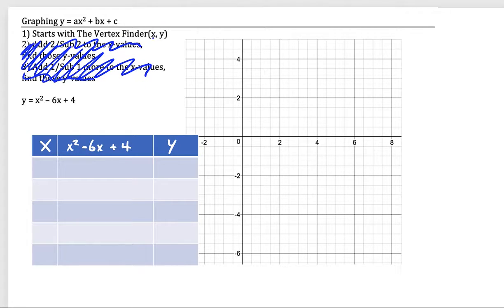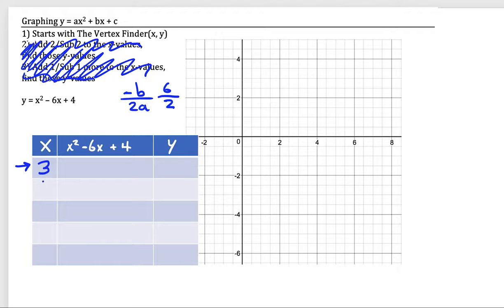So let's still start with the vertex finder, but let's go ahead and put it right here in the first spot, in the first row for the x value. So remember, the vertex finder is negative b over 2a. This is the same example from your notes. So in the notes, we may have done it differently, but this is kind of a second way, okay? Another option, all right? So negative b over 2a would be a negative 6, so a positive 6, over 2 times 1, which is 2. Okay, 6 divided by 2 is 3.